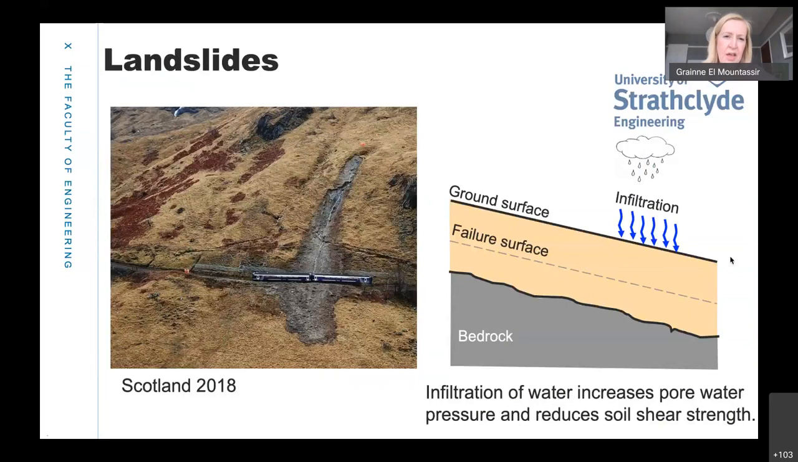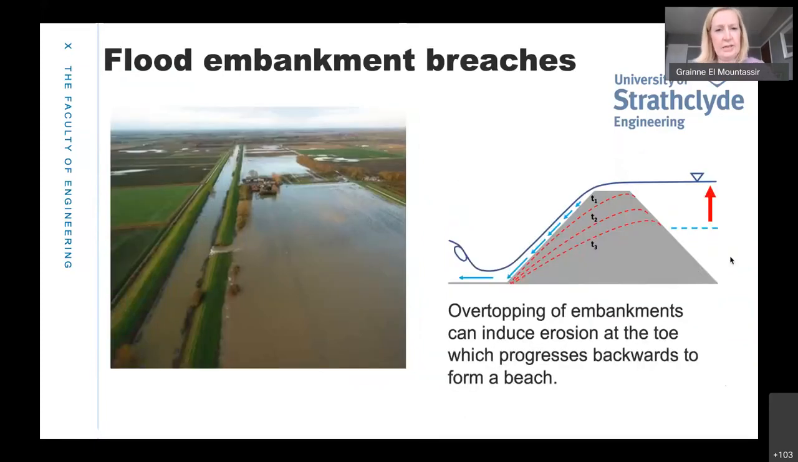So another challenge that we face is breaching of flood embankments, and there are various mechanisms that can contribute to this. One of them is when a water level in the river rises and overtops the crest, and we can induce erosion at the toe of the landward slope of the embankment. And this erosion can progress backwards through the embankment, forming a breach.